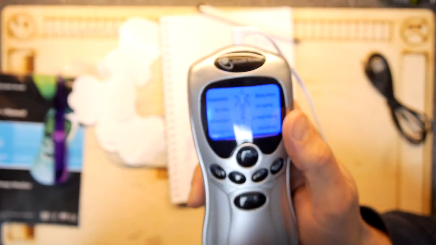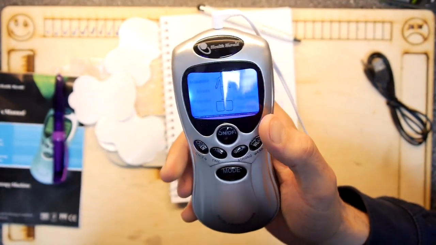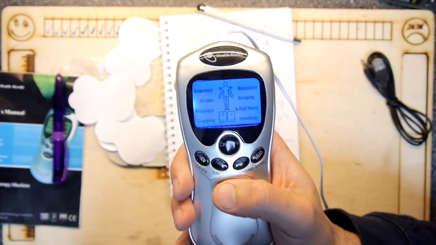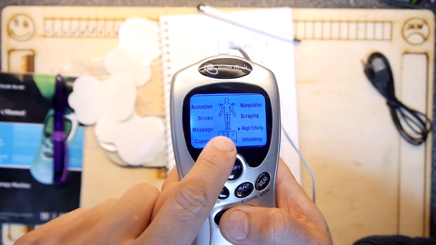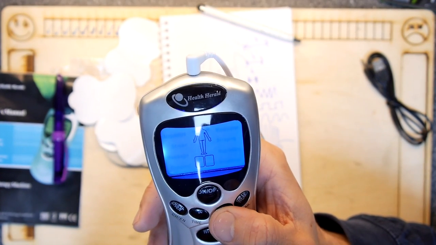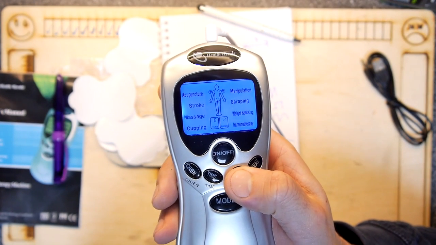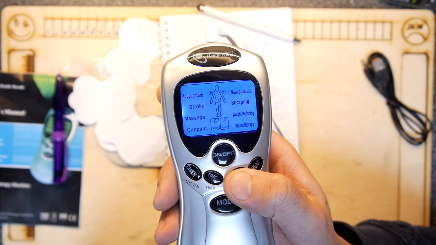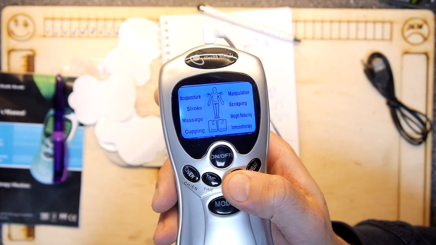Oops, change the pattern again. Good. I suppose it does feel a bit like a massage. I'm going to push mode, see what happens, see if it drops the intensity to zero and you switch. Yeah, that's good. Immunotherapy. Feels very much like weight reducing at the moment to me.